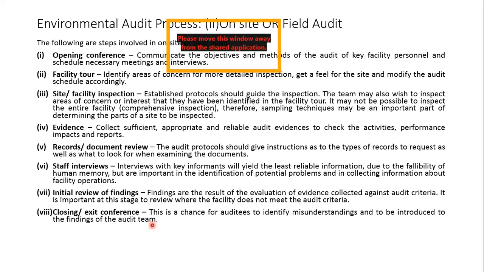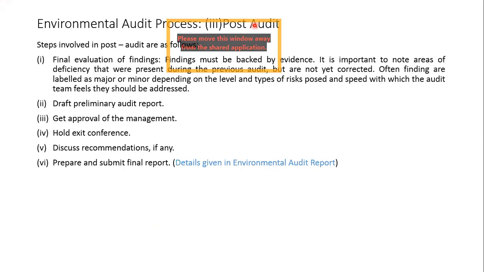Next is the post audit, which is the final evaluation of findings. Findings must be backed by evidence. It is important to note areas of deficiency that were present during the previous audit but are not corrected. This is an important thing because audits are done every 2, 3, or 4 years. It is not that every audit is the first time. Audit is a continuous process, so whenever an audit is done, they always check the previous audit, and on that basis they see whether the company has complied with the earlier audit report or not.